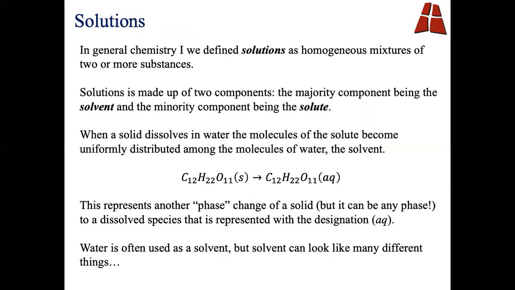Okay, so that covers basically our first chapter. On to chapter 11, talking about solutions. So a reminder that a solution is a homogeneous mixture between a solvent and a solute. Solvent will be the majority component, solute will be the minority. If we have a solid and dissolve it in a solvent like water, we would say it goes from being a solid to being dissolved. And so this is another sort of phase change, not really a chemical one, right?